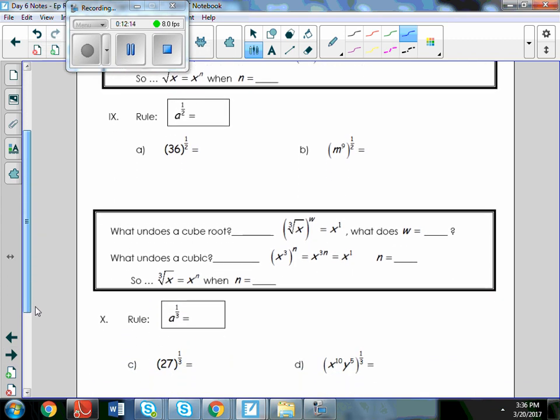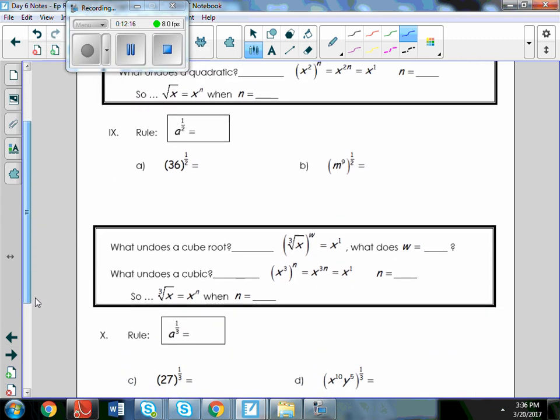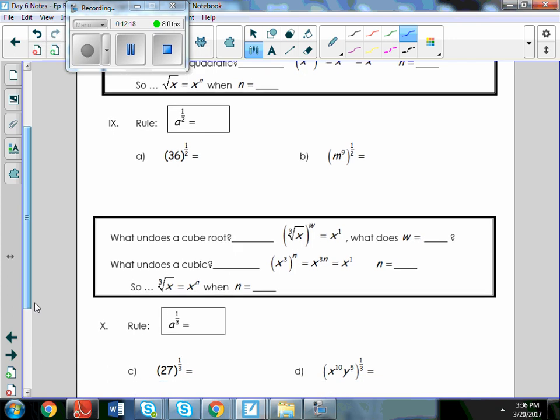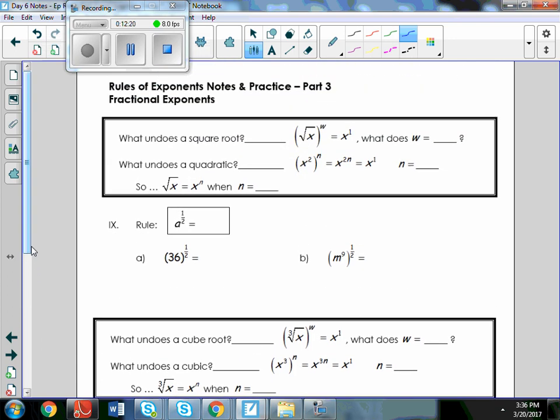I really hate the boxes. I hate the boxes, but we can kind of talk about them a little bit, but I don't want to dwell on the boxes. What's the opposite of a square root? Square. Okay, so raising something to the second power. What's the opposite of square or quadratic? Square root.